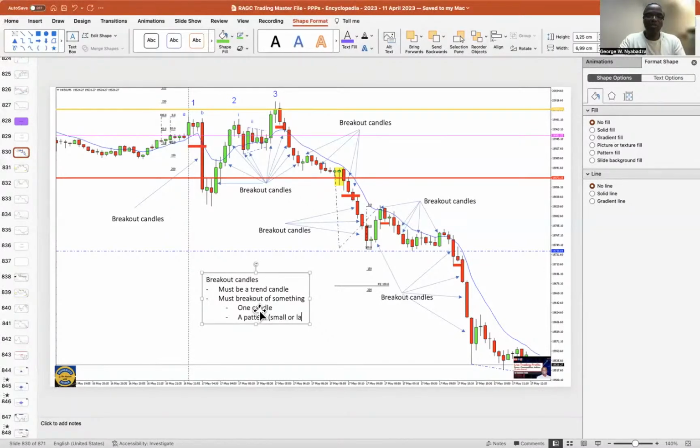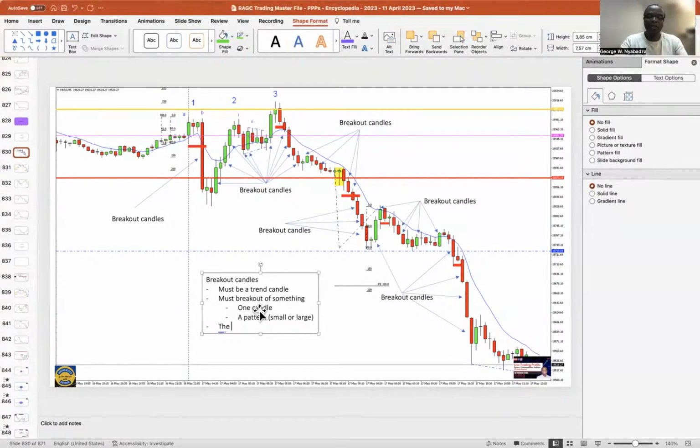Small or large. It could be a small pattern or a large pattern. It could be breaking out of just one doji, breaking out of a doji candle. A doji candle is a trading range, or it is breaking out of a prolonged trading range. That would be a larger pattern. So it must be a trend candle, and it must break out of something. And that something is either one candle or a pattern, which could be small or large.